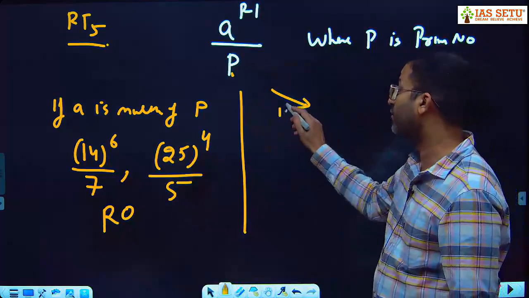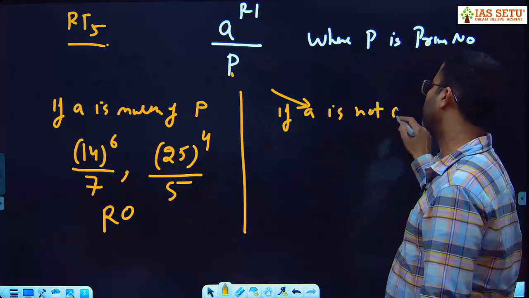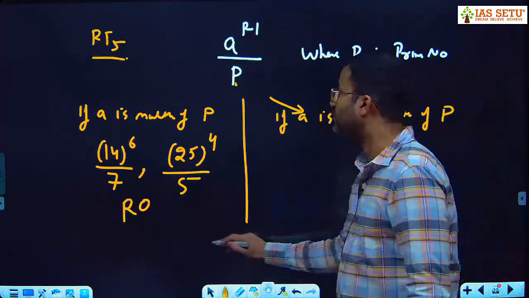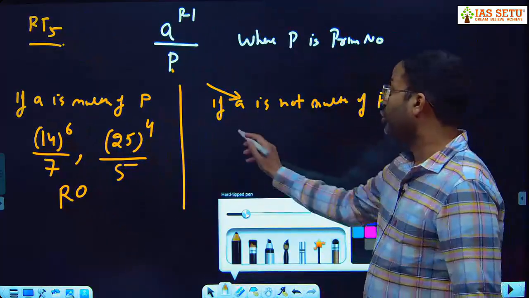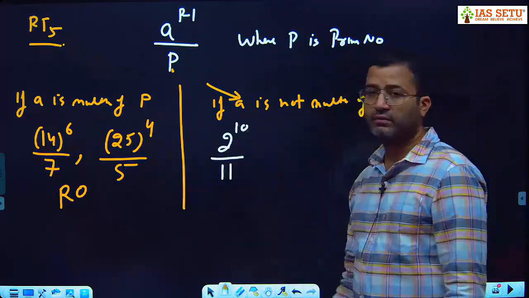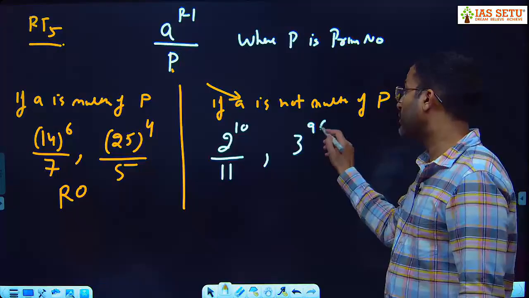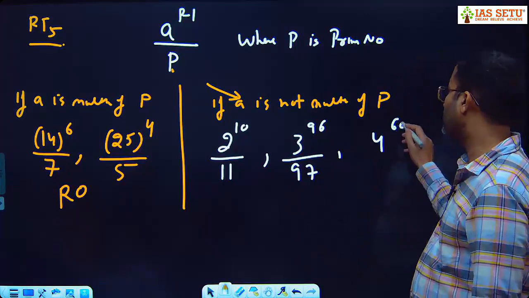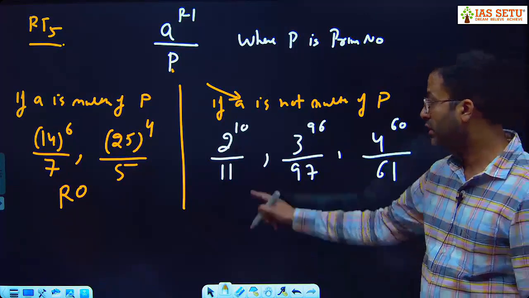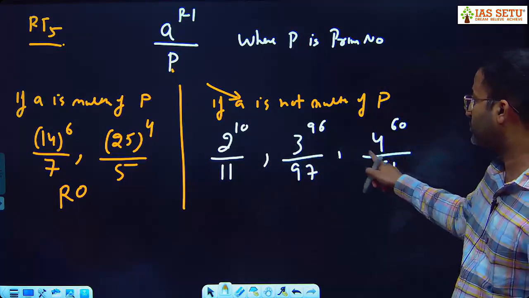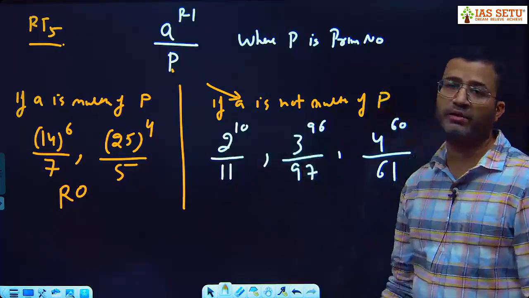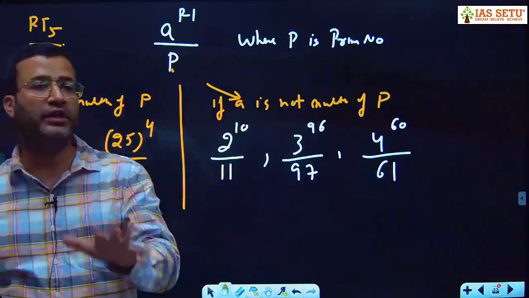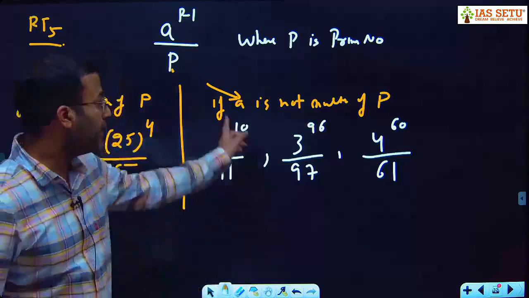What will the examiner ask? If a is not a multiple of p. Let me give 6-7 examples so that you can understand. 2 to the power 10 divided by 11. 3 to the power 96 divided by 97. 4 to the power 60 divided by 61. 11 is a prime number, 97 is a prime number, 61 is a prime number, power is 1 less, and a is not a multiple of p.